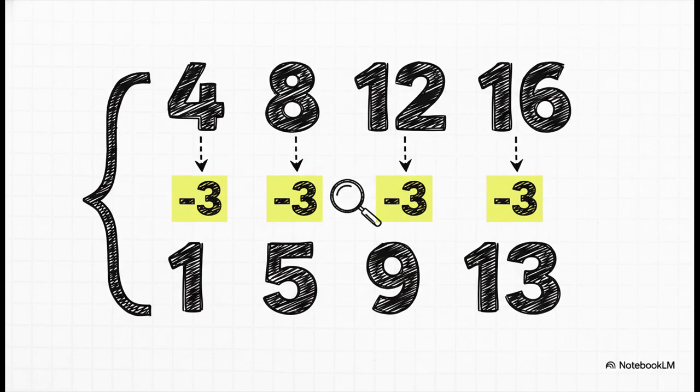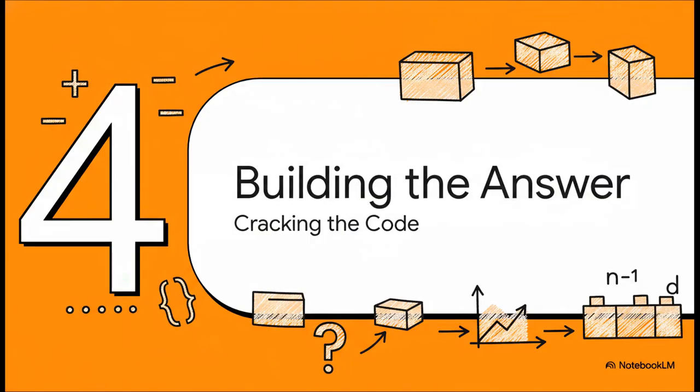Every single number in our sequence is exactly 3 less than the one next to it in the 4 times table. 4 minus 3 is 1. 8 minus 3 is 5. It works every time. And that's the final piece of our puzzle. Okay, let's recap. We have our two big clues, the number 4 from the jump and the number -3 from our comparison. Now, it's time to put them together and build our final answer.